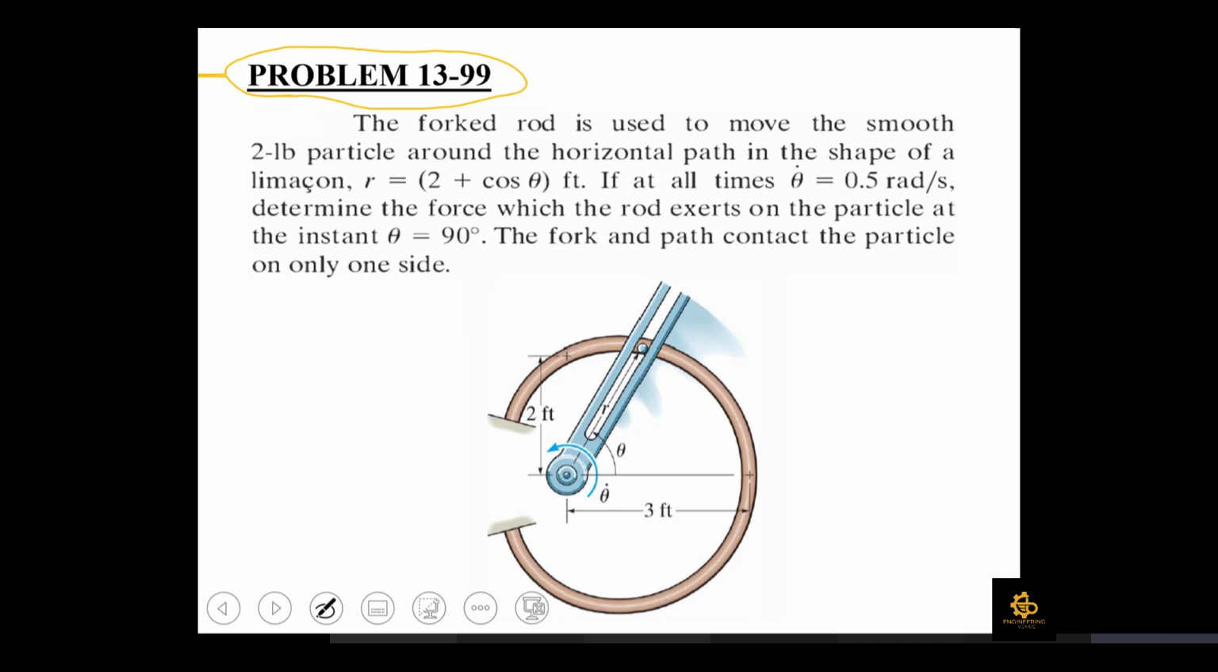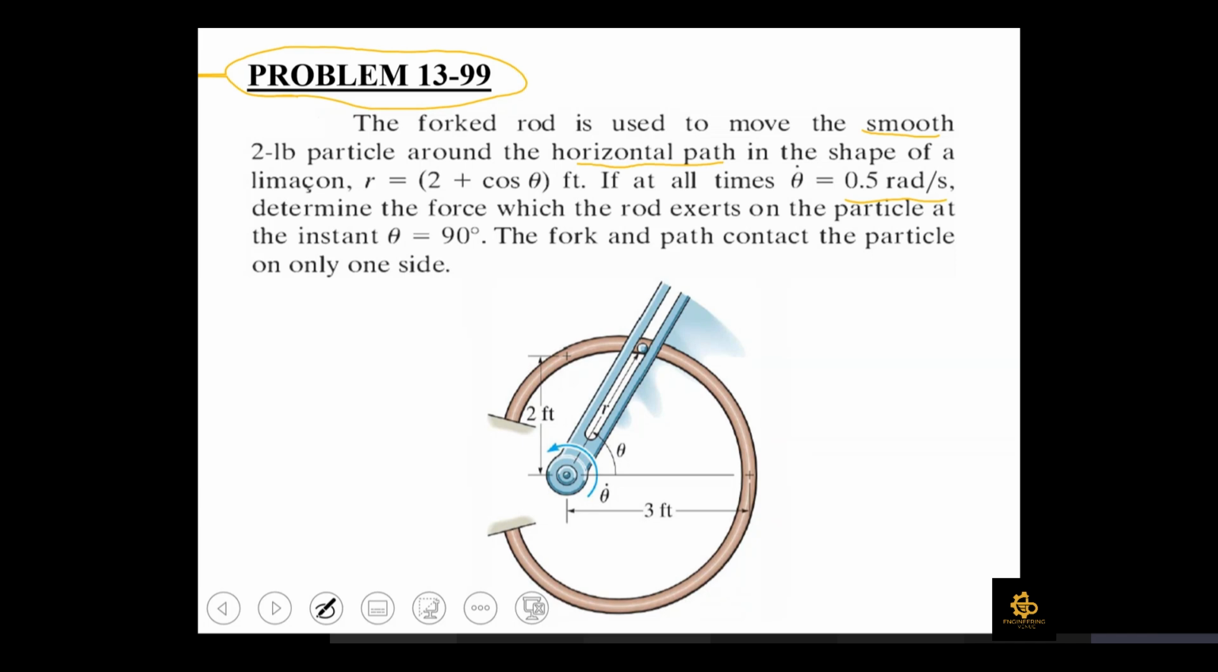In this case, you have a fork rod which is rotating with some angular velocity given to you as 0.5 radians per second. So this fork rod is used to move the smooth 2 pounds particle around the horizontal path. Again, the path is given to you as horizontal. It means that you are not going to again include weight in your analysis of summation Fr and summation F theta.